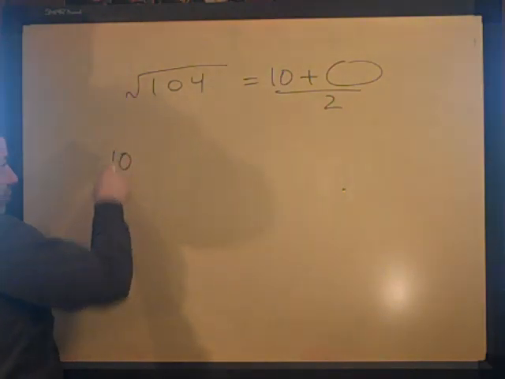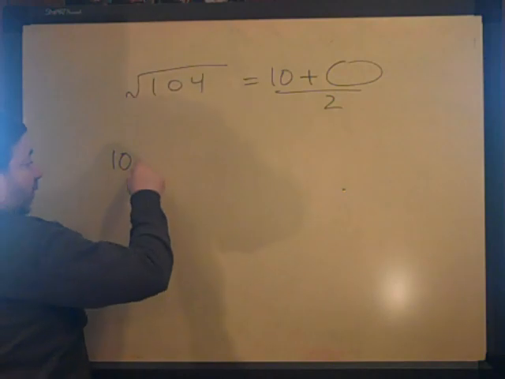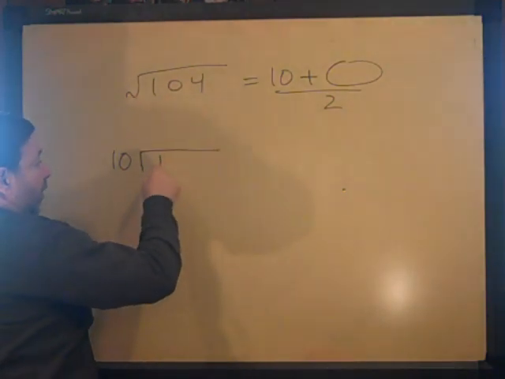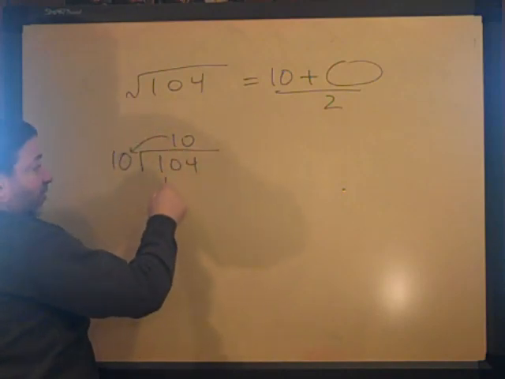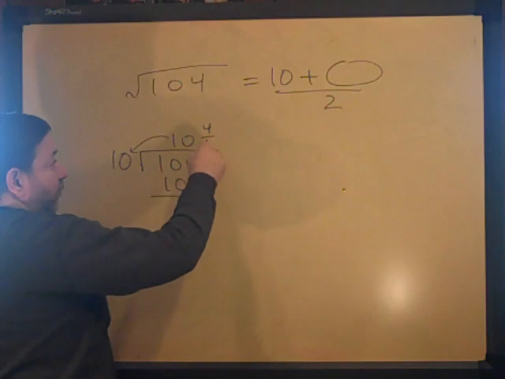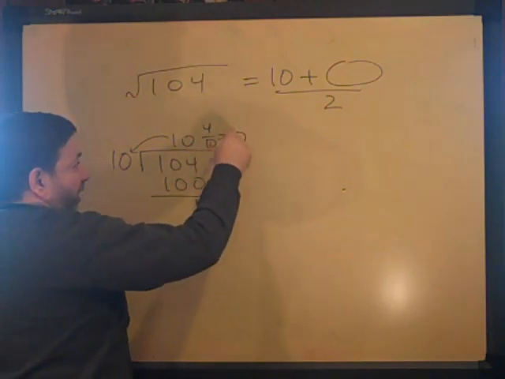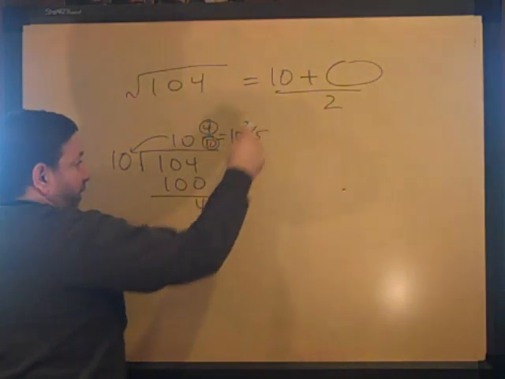So now the square root of 100 is 10. I'm going to divide 10 into this number. 10 into 104, well, it goes 10 times. 10 times 10 is 100. And I get 4 left over. 4 over 10. Divide each of these by 2. It's 10 and 2/5.